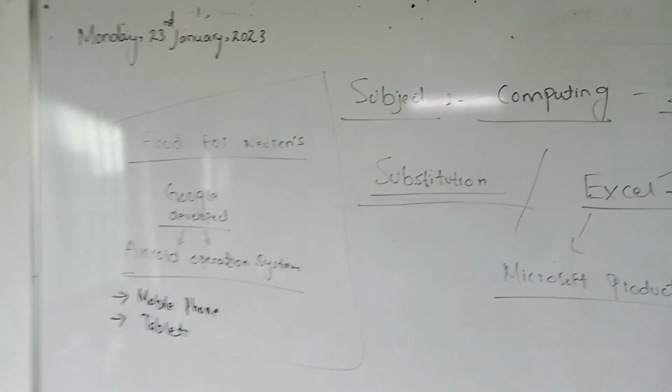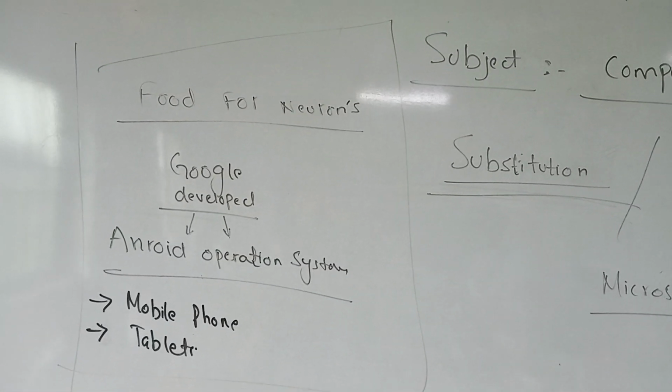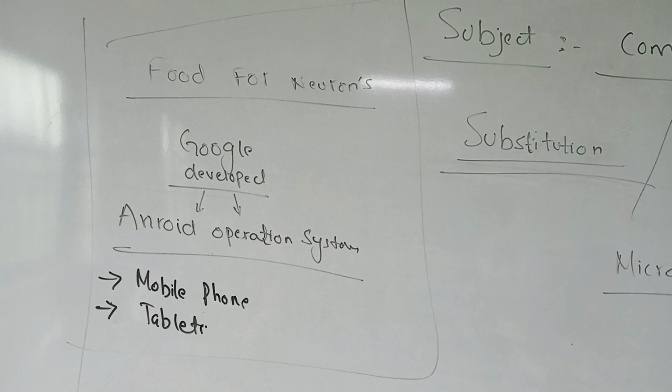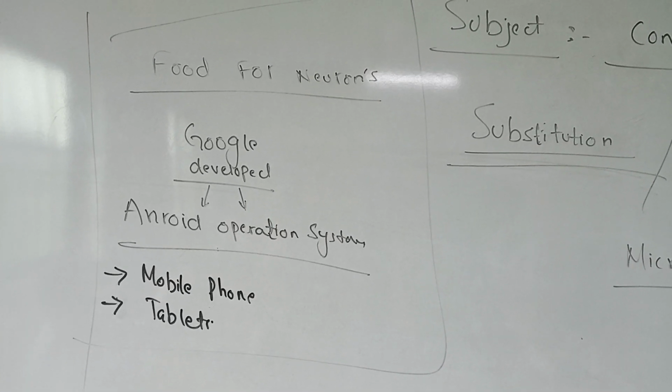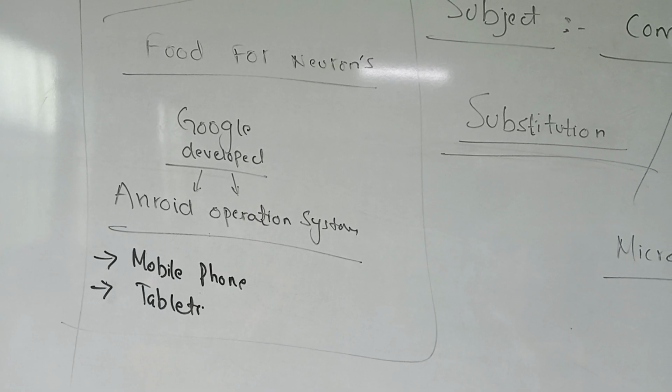And now here we have what? Here is food for neuron. Google developed the Android operating system, and the real life application of Android is in mobile phones and tablets.